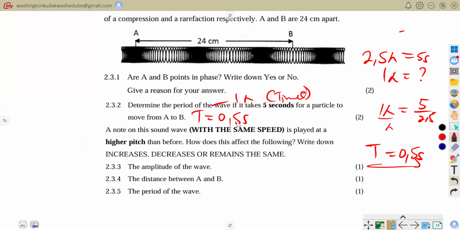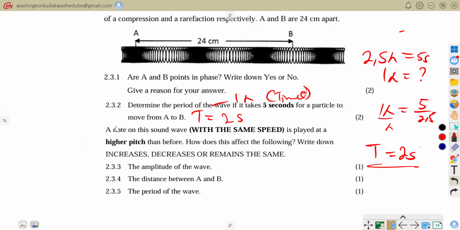Please, guys, use your calculators to just say 5 divided by 2.5. You are going to get 2, not 0.5. You are supposed to get 2. So the answer here is supposed to be 2 seconds. That is the time period there.